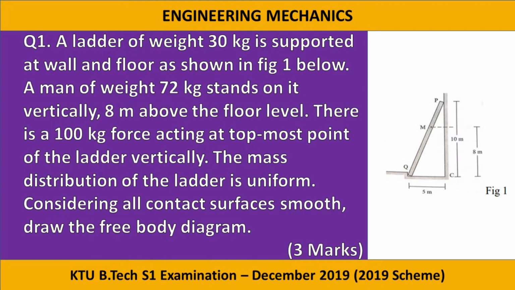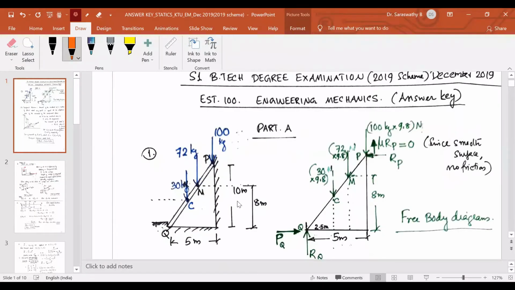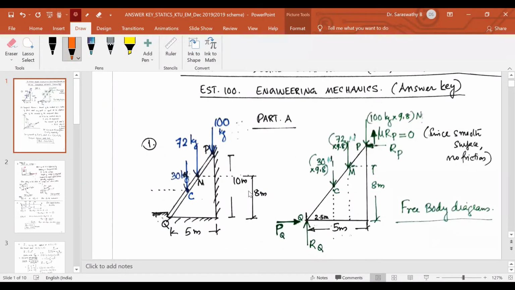A ladder of weight 30 kilogram is supported at wall and floor as shown in figure below. A man of weight 72 kg stands on it vertically 8 meter above the floor level. There is a 100 kg force acting at topmost point of the ladder vertically. The mass distribution of the ladder is uniform. Considering all contact surfaces smooth, draw the free body diagram. So this is the question. You are asked to draw the free body diagram.